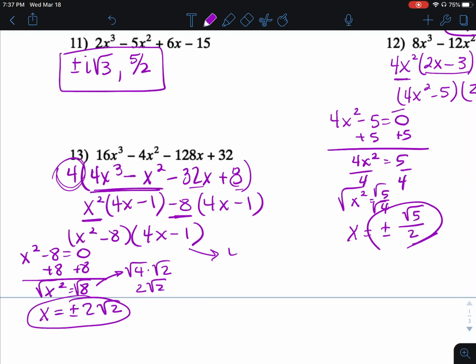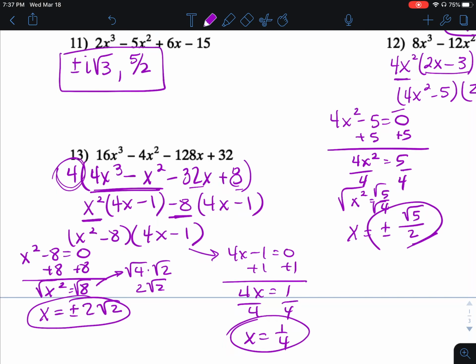And then over here, 4x minus 1 equals 0. So we'd add 1 to both sides. Get 4x equals 1, divide by 4. So x equals 1/4. So there's your other solution.